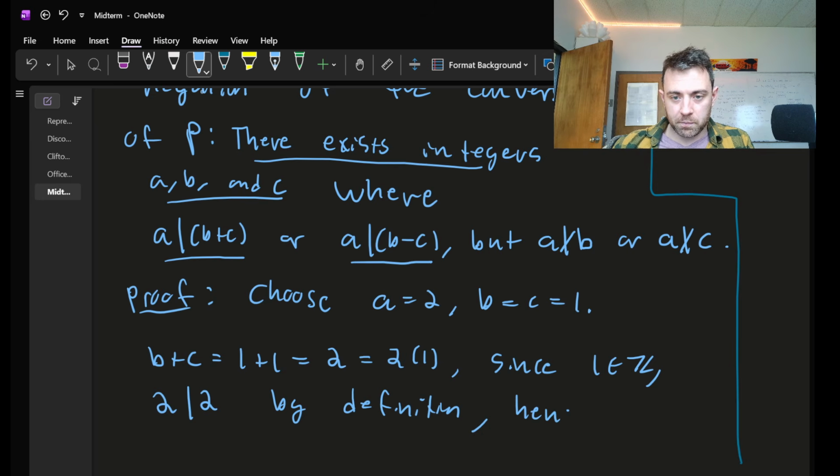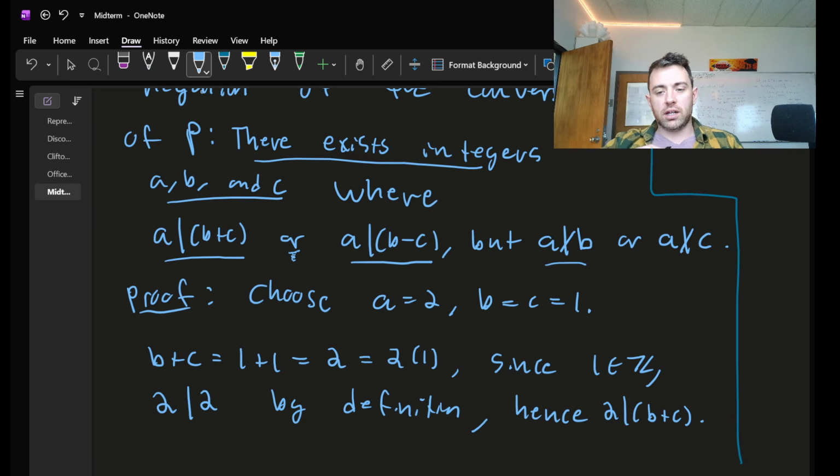Hence, 2 divides b plus c. Great. Okay. So 2 divides b plus c. Fantastic. So we've actually verified the hypothesis, right? Because it's an or statement, so you just need at least one of these things to be true. So the hypothesis is verified. Now we simply need to argue that a does not divide b, right? We simply need to argue that a does not divide b.